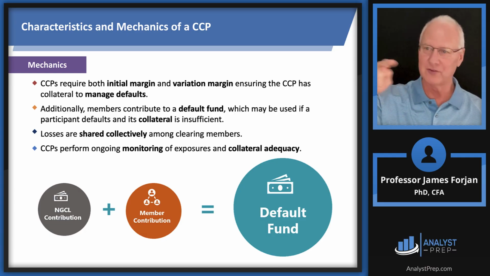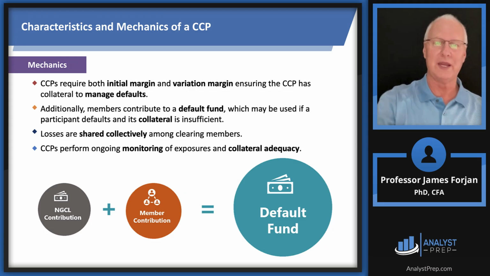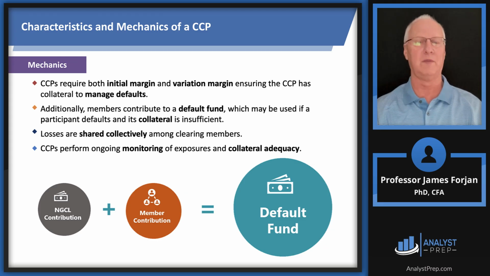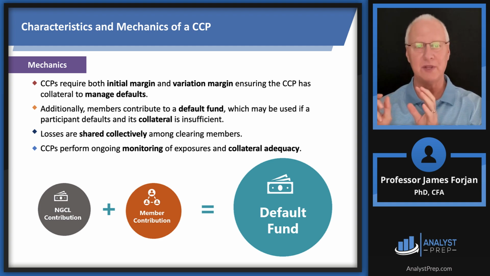Can you see my hands? They're squiggling just a little bit. But what do we know? We know oil prices go way up and they go way down. So that initial margin is not going to be sufficient to be a buffer to support all of the losses on one side or the other. So you need collateral, and you need this default fund in there.